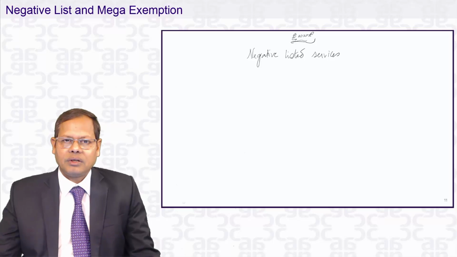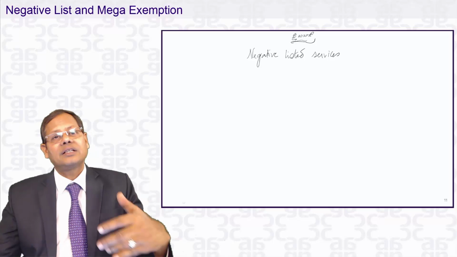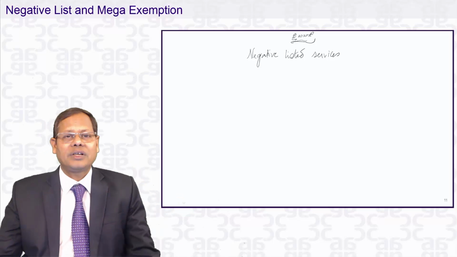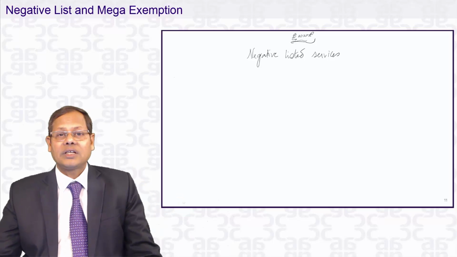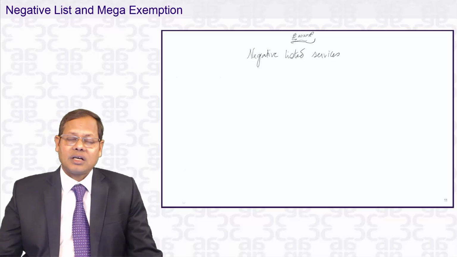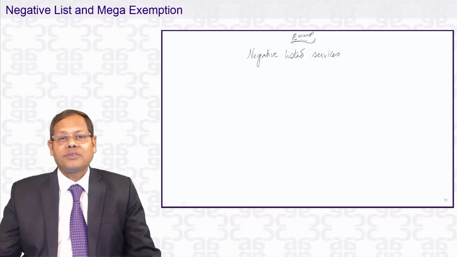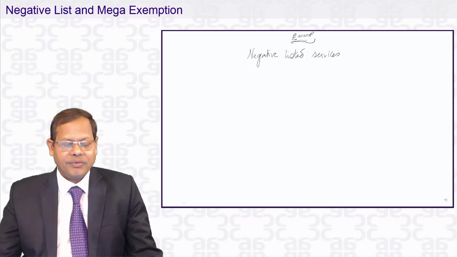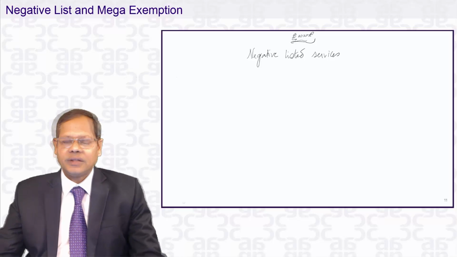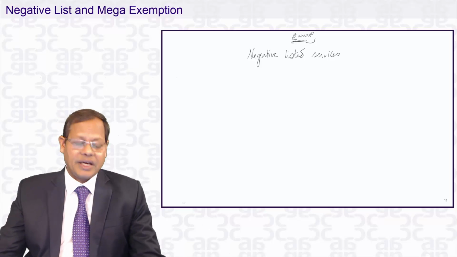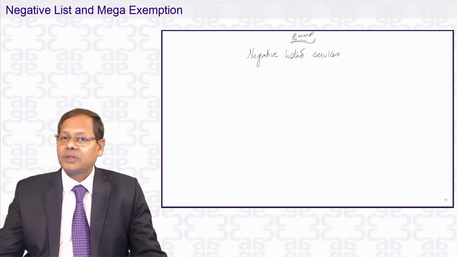For example, government has been defined in the act itself. So for the entire act and rules, wherever it is there, the definition of government is applicable under clause 26A, section 65B. And governmental authority is different. That has been defined under mega exemption. For various purposes, the services governmental authority gets are exempt. So that's a different thing.